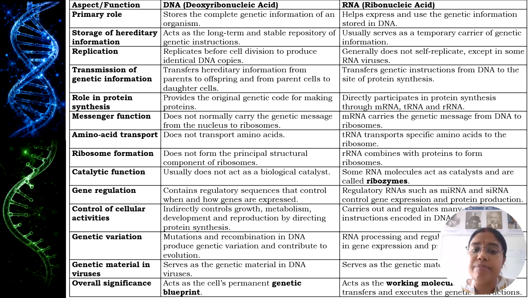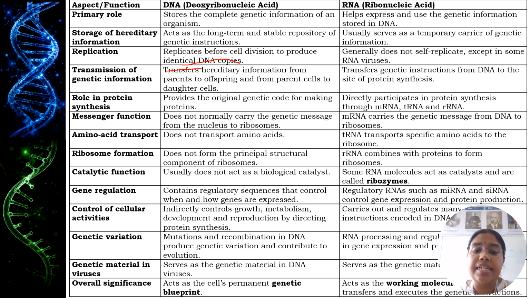DNA acts as a long-term and stable repository of the genetic information, whereas the RNA serves as a temporary carrier of the genetic information. DNA replicates before cell division to produce identical DNA copies, known as replication. Generally, the RNA does not self-replicate except in some RNA viruses. The DNA transfers hereditary information from one generation to another generation, whereas RNA transfers the genetic information from the DNA to the sites of protein synthesis.